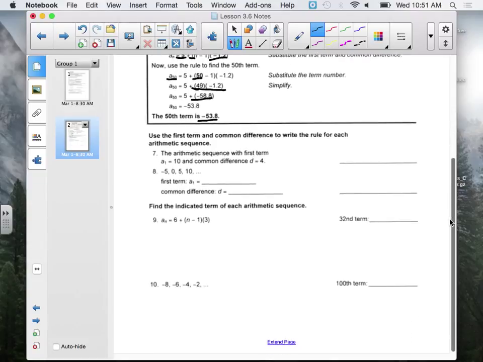So, now on to number 7. It says use the first term and the common difference to write the rule for each arithmetic sequence. So number 7, the arithmetic sequence with first term a sub 1 equals 10, and the common difference is 4. So what would the rule look like for that one?